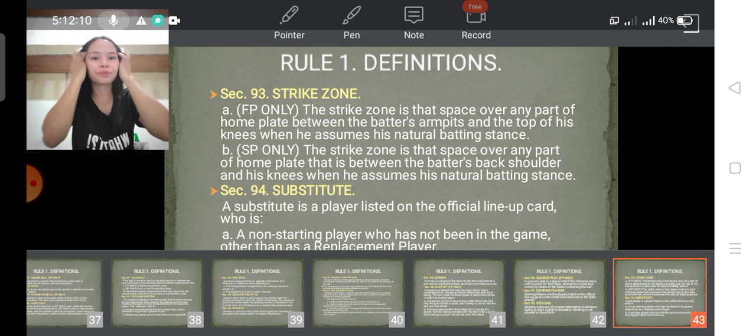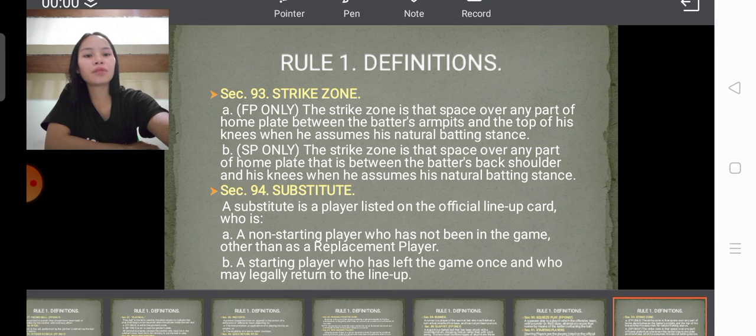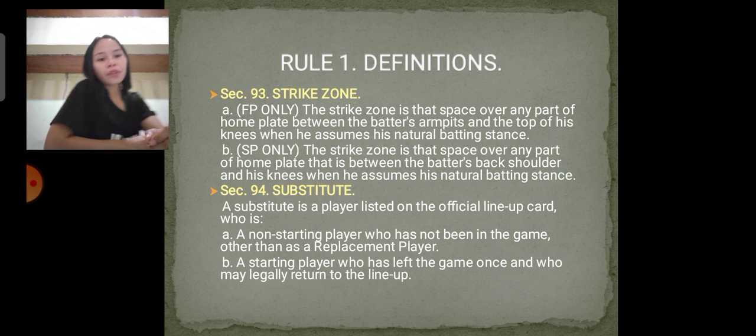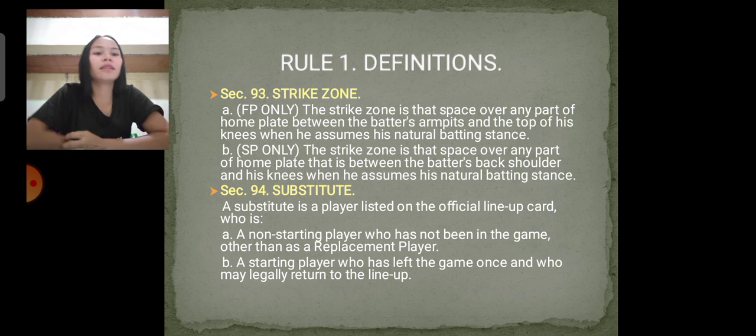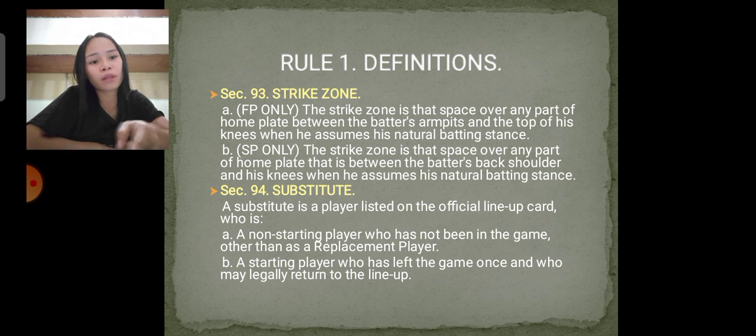Strike zone. Itong strike zone is that space over any part of home plate between the batter's armpits and the top of his knees when he assumes his natural batting stance. We have the strike zone is that space over any part of home plate that is between the batter's back shoulder and his knees when he assumes his natural batting stance.